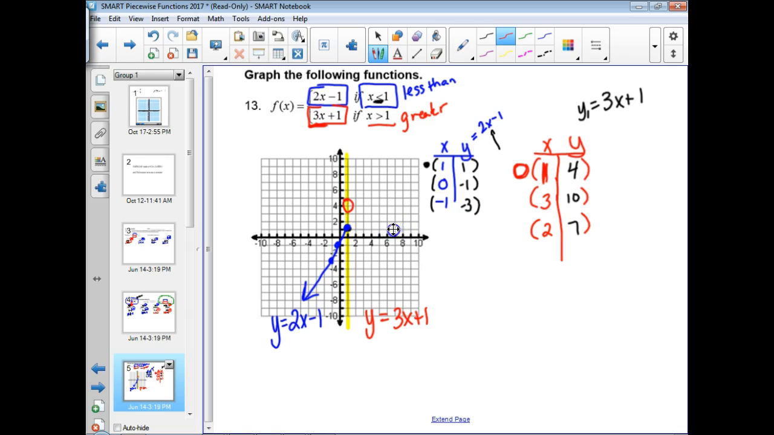Make it gigantic and exaggerated. I know it's hard to do with pencil. Just do the best you can. Now, off of the boundary line, they're just points. So go ahead and plot 3, 10 and 2, 7. Oh, man. 7. There we go. So, boundary line outwards. Connect and make a ray. Ladies and gentlemen, meet your first piecewise function.